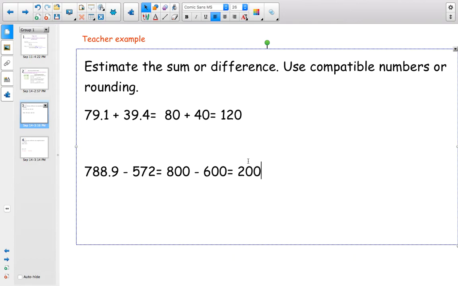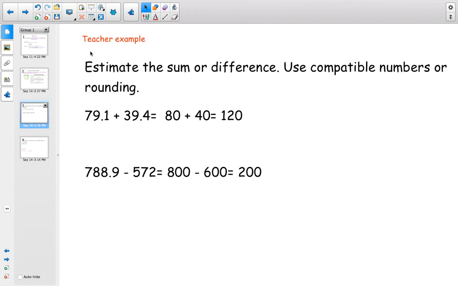As you'll see, my answer, this is not the exact answer to this problem. It's an estimation, so it's not the exact answer.